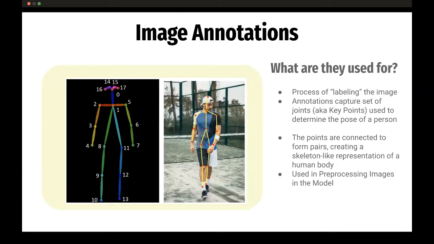To understand how human pose estimation works, it uses image annotations. Well, what are they used for? Image annotations are used in the process of what we call labeling the image. The annotations, as we can see by the colored dots in the far left picture, capture a set of joints, which we call key points, which are used to determine the pose of a person. The points are connected to form what we call pairs, creating a skeleton-like representation of the human body. Personally, we used image annotations in pre-processing images for our model.